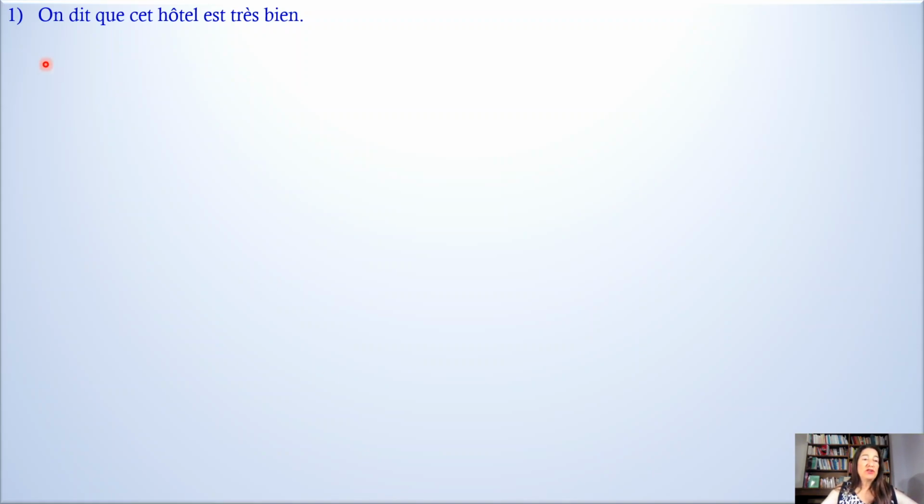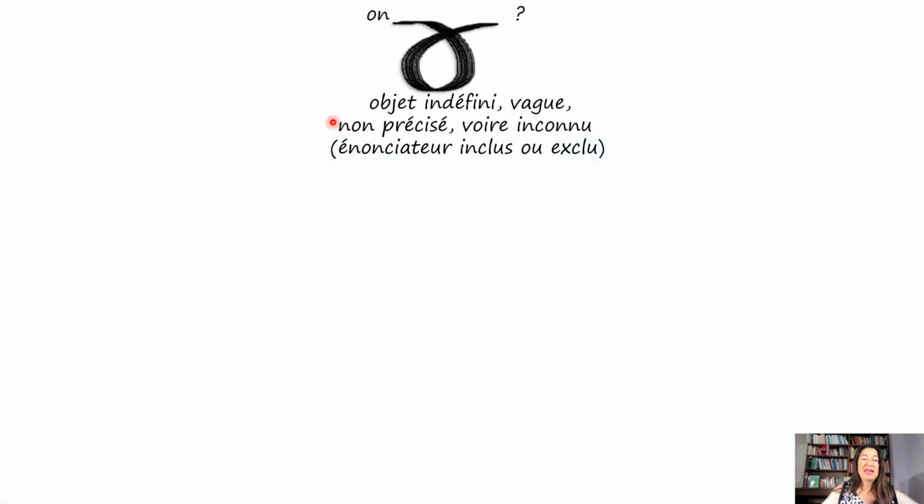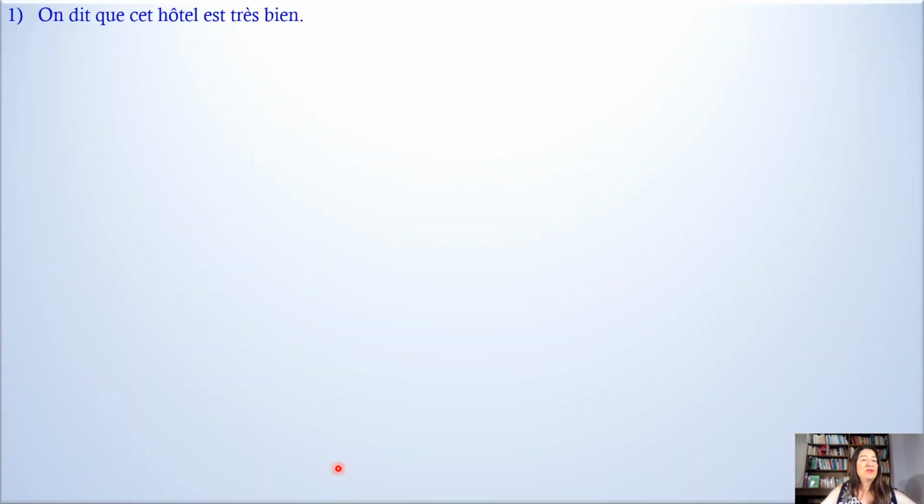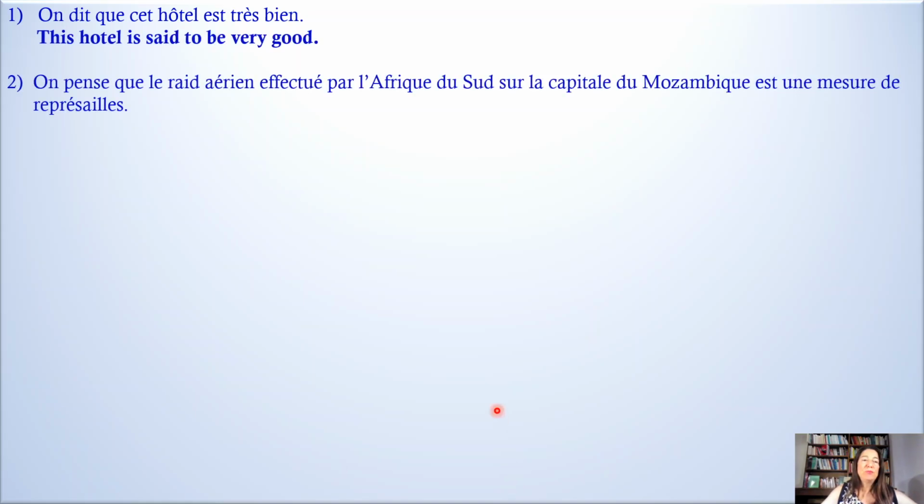So in this case, what does "on" refer to? Well, we do not really know. There's not enough context for us to know. So all we can see is that "on" refers to something that is not definite, it is vague, it's not specified, or even unknown. And in that case, "on" is translated most of the time by the passive voice, and the formula for the passive voice is V plus V-E-N. Therefore, the translation here is going to be, "This hotel is said to be very good."